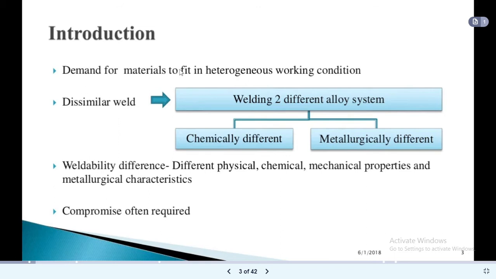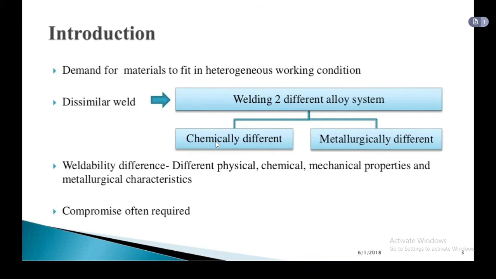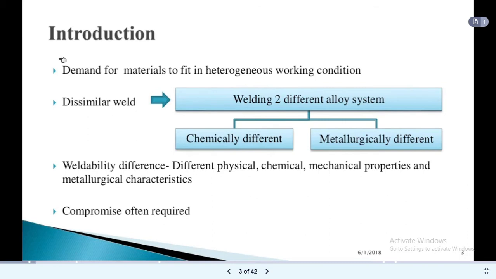Okay, now see here the introduction. There is demand for materials to fit homogeneous working conditions, meaning welding two different alloy systems. When we are joining two different alloys or two different materials, they are chemically different and metallurgically different. These are the different parameters that will affect the weldability of the material, that is, the different physical properties.